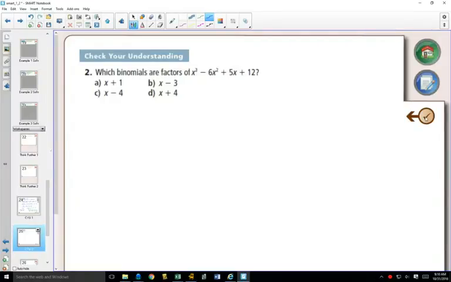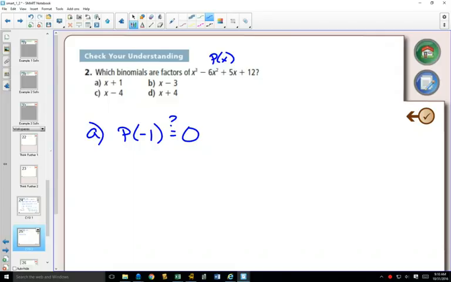So we want to find which binomials are factors. According to the factor theorem, what we're trying to find, say in A, if I call this P of x, is whether P of negative 1 equals 0. If it is, then we can say yes, x plus 1 is a factor. If it isn't, we would say no, it is not a factor.